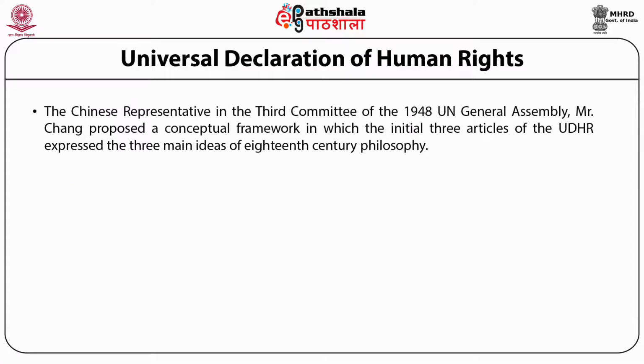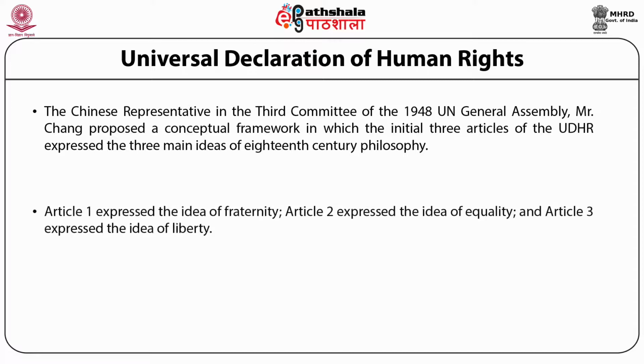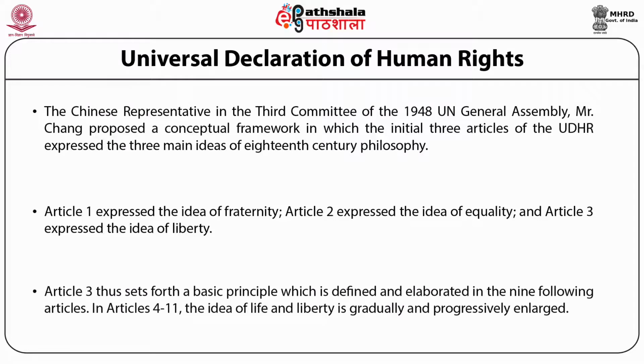Now let's come to the Universal Declaration of Human Rights and see what this declaration has to say on the right to life. Article 1 expresses the idea of fraternity. Article 2 expresses the idea of equality. Article 3 expresses the idea of liberty. Article 3 sets forth a basic principle which is defined and elaborated in the articles that follow.